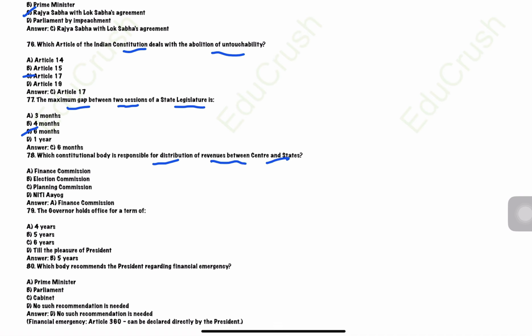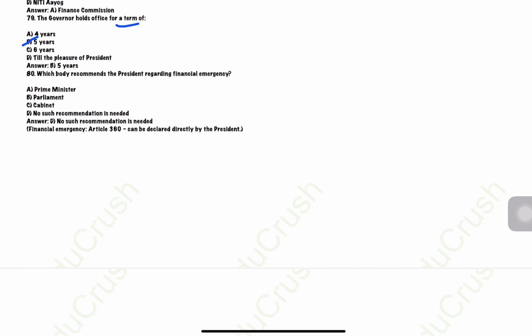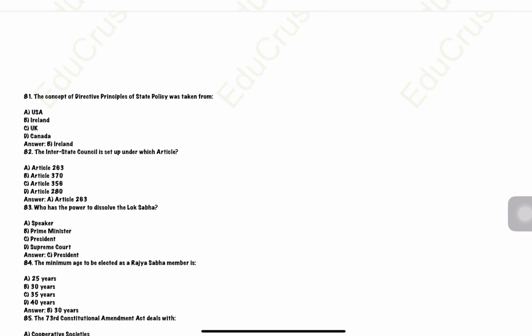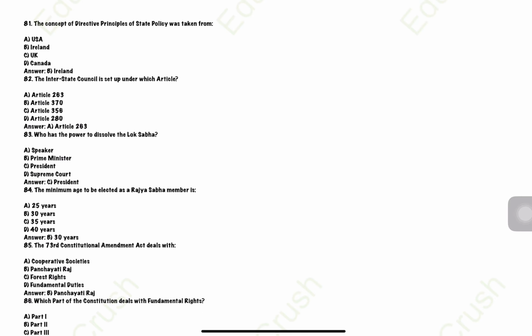Finance Commission. The governor holds office for a term of 5 years. Which body recommends the president regarding financial emergency? No such recommendation is needed. Financial emergency under Article 360 can be declared directly by the president. The concept of DPSP, that is Directive Principles of State Policy, was taken from Ireland.